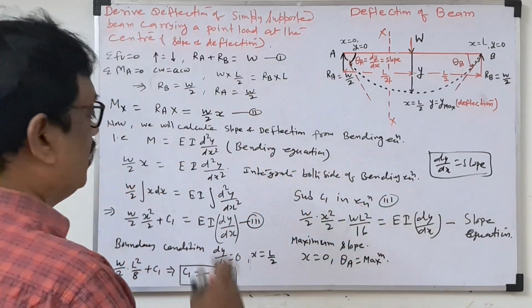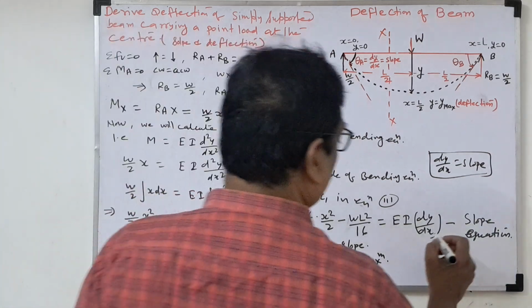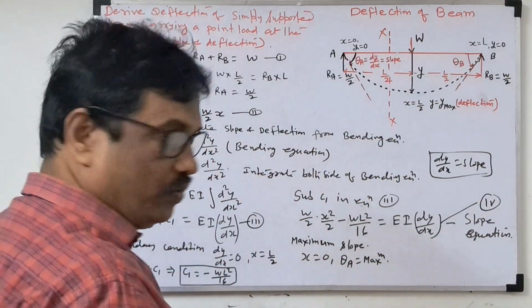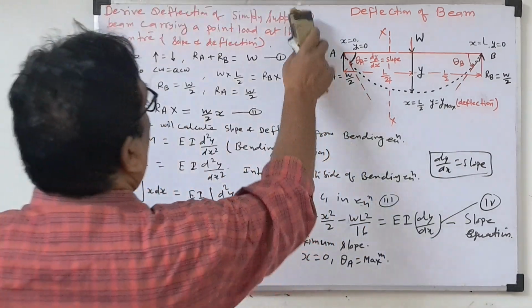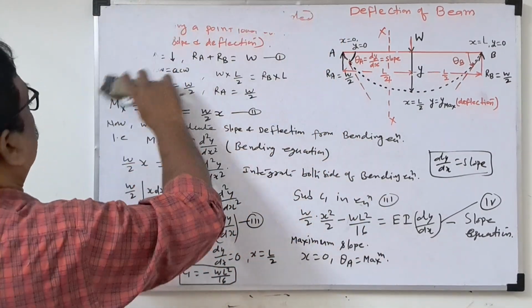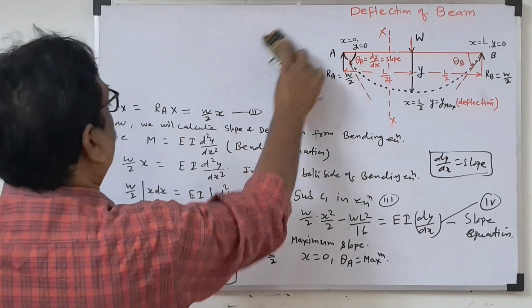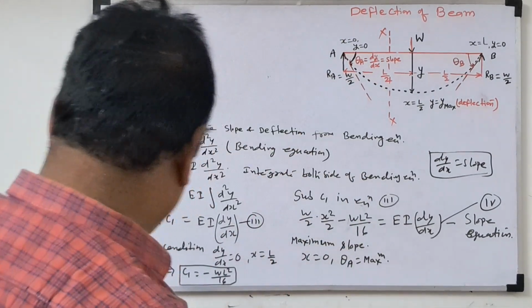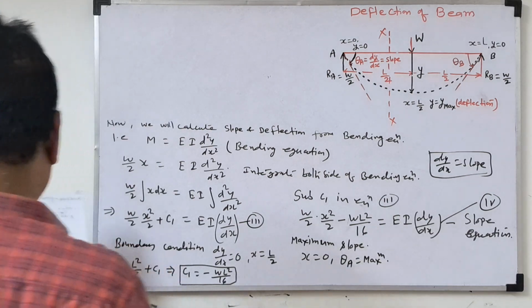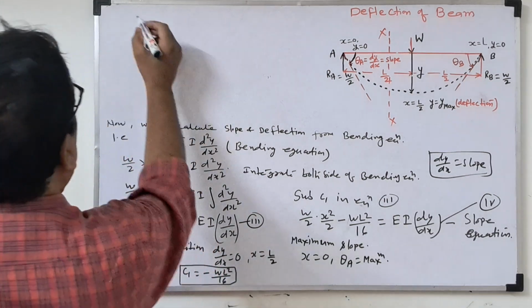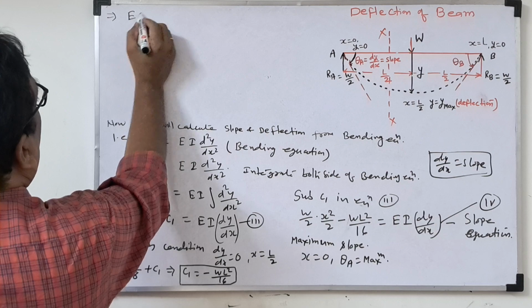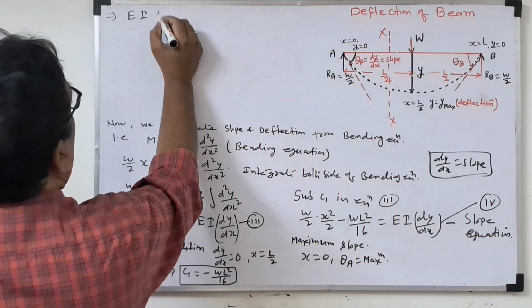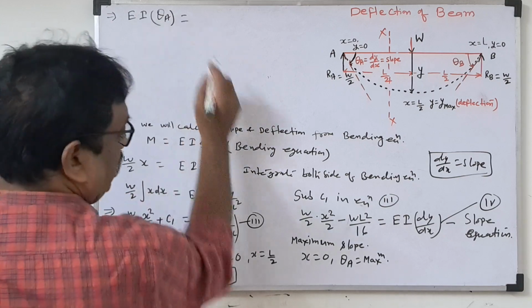Now we'll substitute this in equation number 4. We'll write it here because this equation is asked generally, so the equation will be long and we have to derive the full equation. Now we'll substitute EI theta A, so that implies EI dy by dx. Taking point A side, we write theta A equal to.